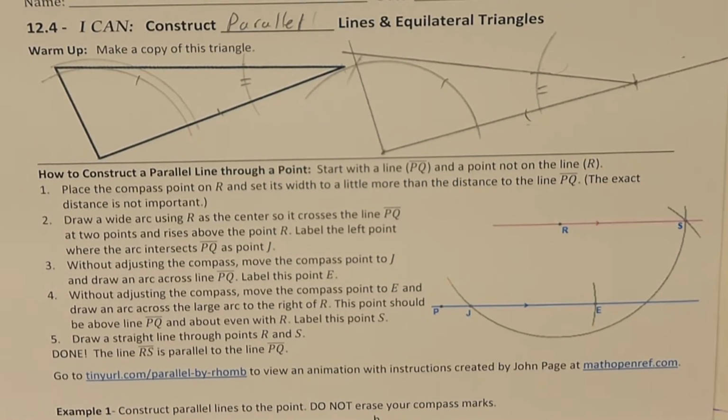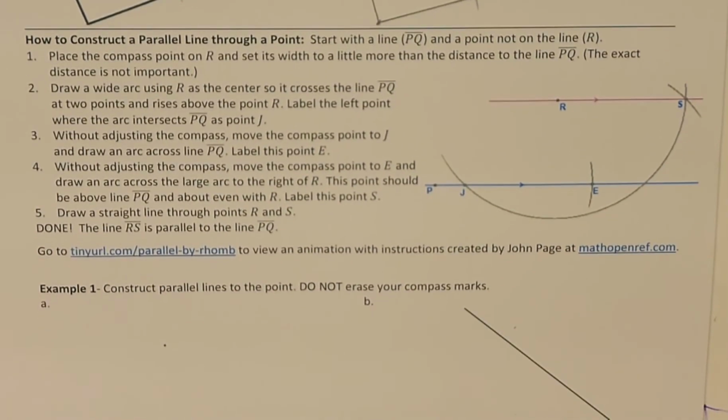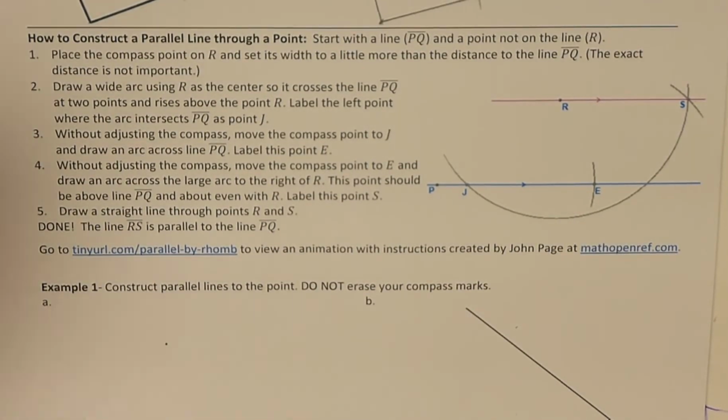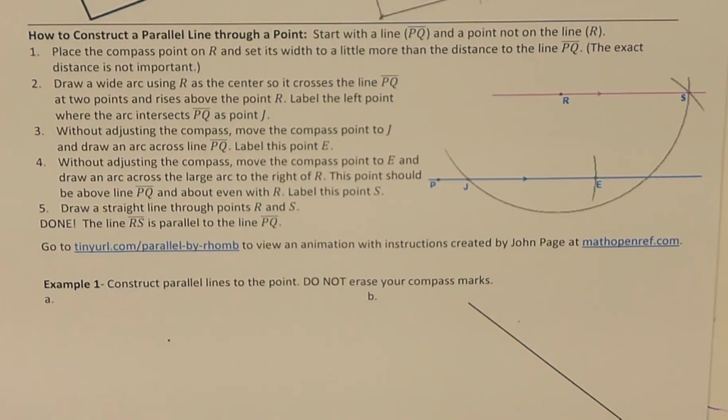All right, now let's talk about today's topic. So we're going to talk about how to construct a line that's parallel through a point. Okay, and the method we're going to use is called the rhombus method. So go ahead and watch that really quickly, and then we'll come back here and we'll do one.